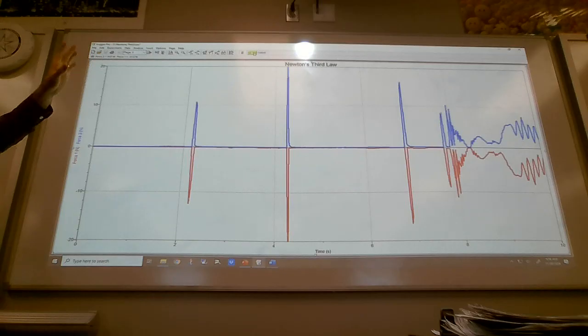This demonstration sealed the deal for me. I'm like, okay, it really, truly, we just measured it. Good with that? So, is it a good idea to lock horns with a Mack truck? It's the same force.